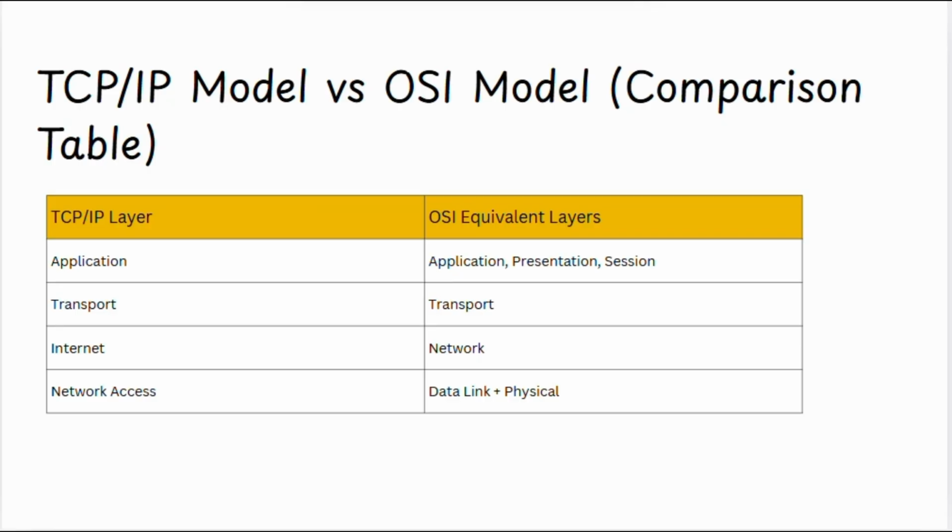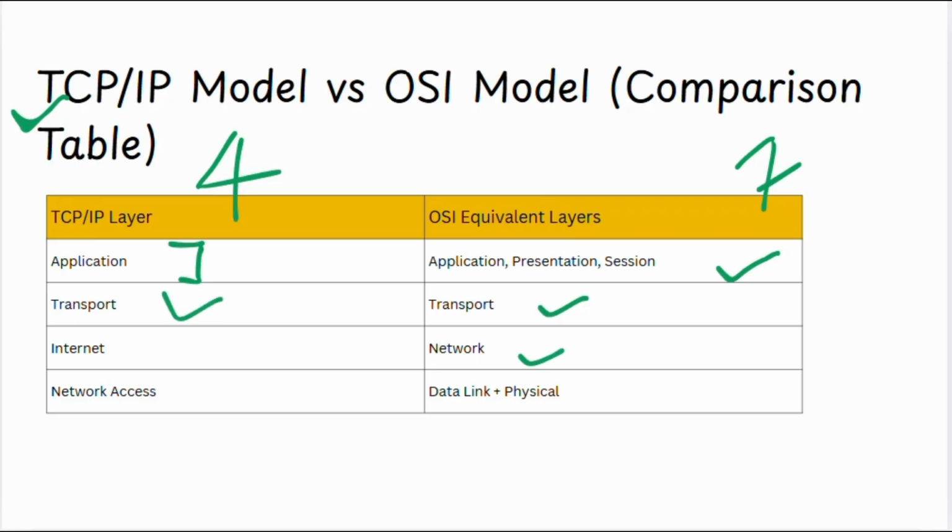Next we have TCP/IP model versus OSI model. This is a comparison table. The OSI model has 7 layers while TCP/IP has only 4 layers. The application layer, presentation layer and session layer of the OSI model are merged into the application layer of the TCP/IP model, and the transport layer in the OSI model is the same as the transport layer in the TCP/IP model. The network layer is the same, but it is called the internet layer in TCP/IP, and the data link layer plus physical layer is equal to the network access layer in the TCP/IP model. So it looks like this.